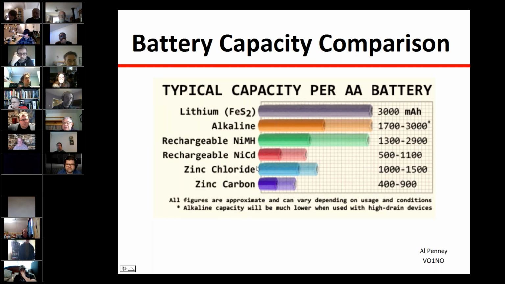Zinc chloride, that's just got to do with the chemical reaction, Dahlia. I'm not sure exactly how that battery works. Yeah, it's in the electrolyte, exactly, but something just happened to be a diagram I found online.